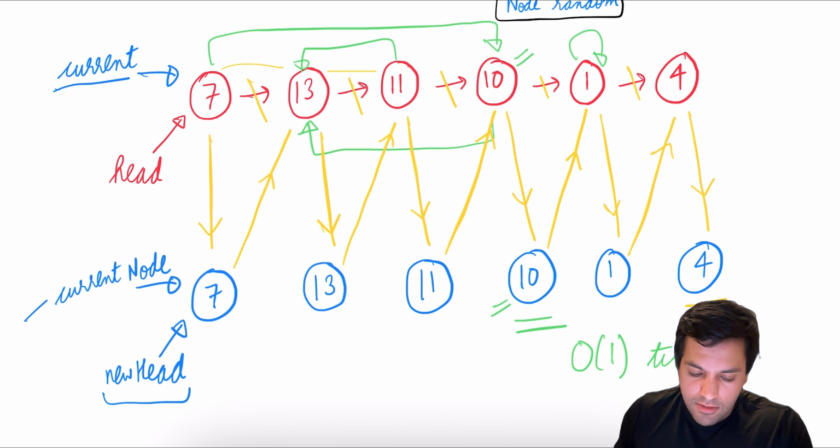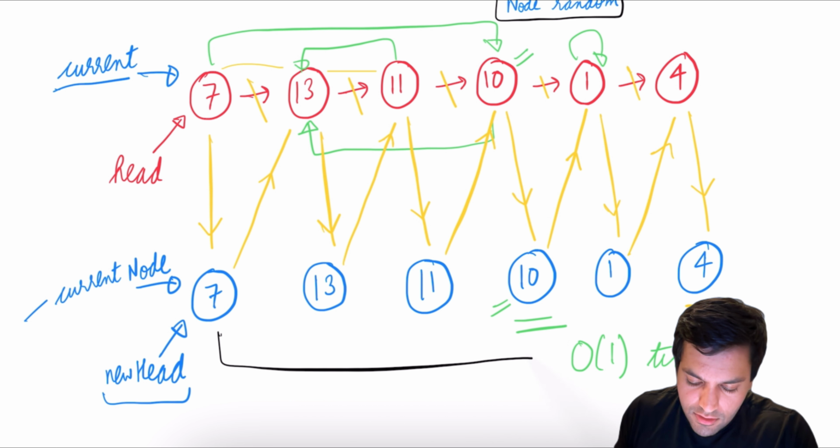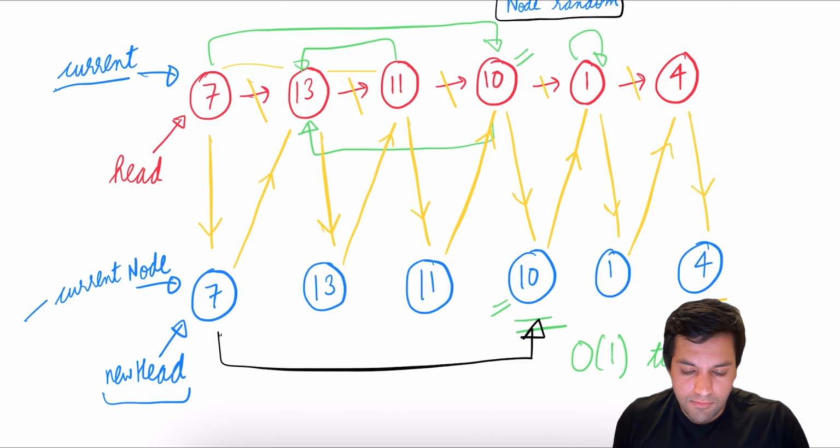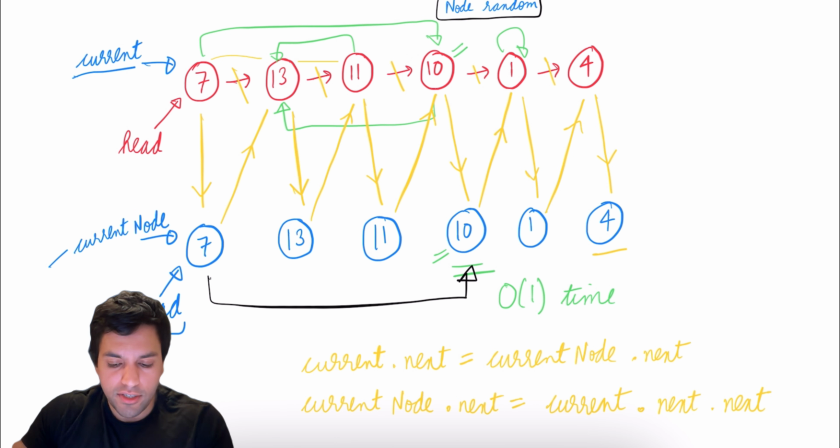And this way we can simply copy the random pointers. We can assign 7.next, 7.random to this node 10 and so on. And finally, when we are done, we have to restore the next pointers in both the linked lists.